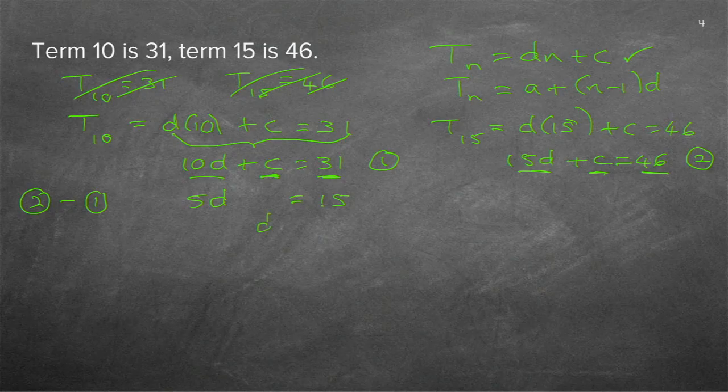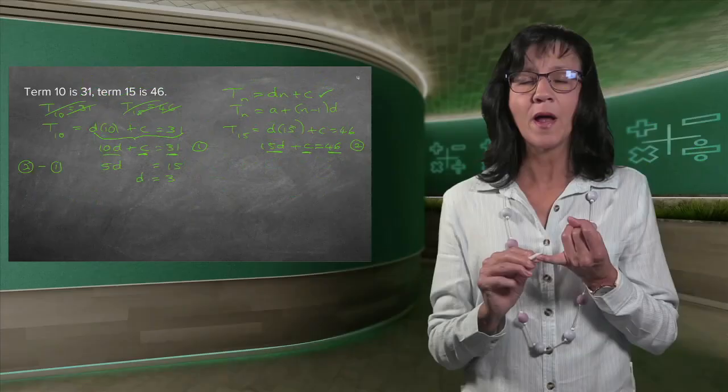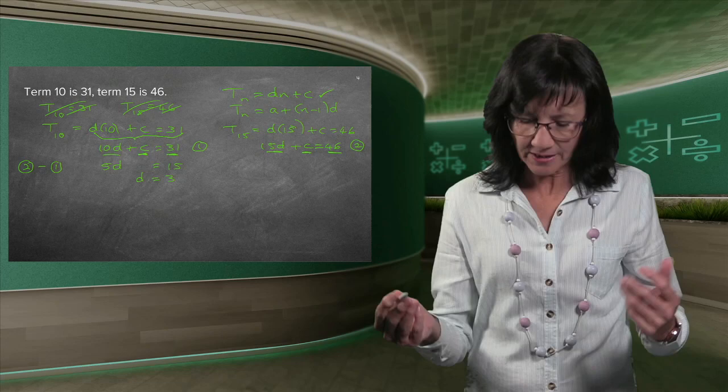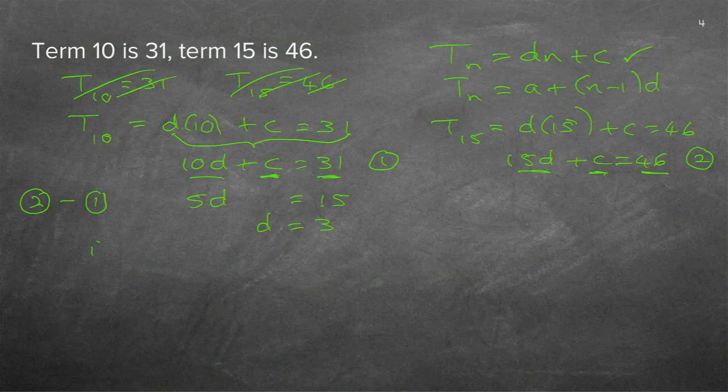I can divide by 5 all over, and that means d is equal to 3. The minute you've got one unknown solved, you just go to the easiest equation. In this case, it looks like equation 1. And I'm going to rewrite it: 10D plus C is equal to 31.